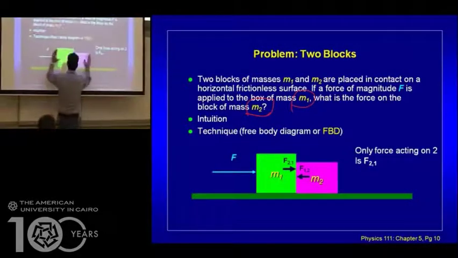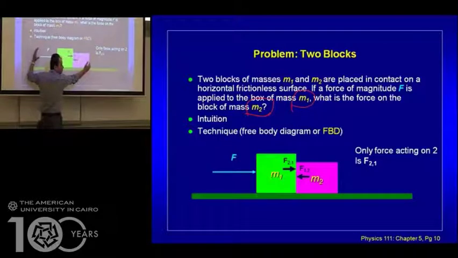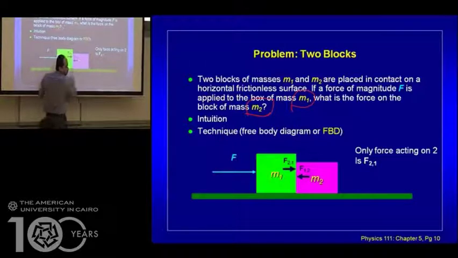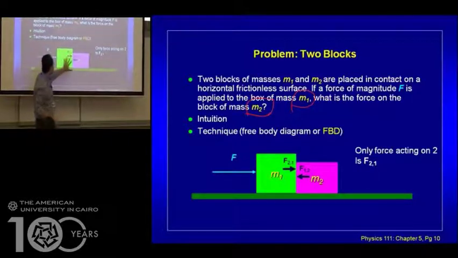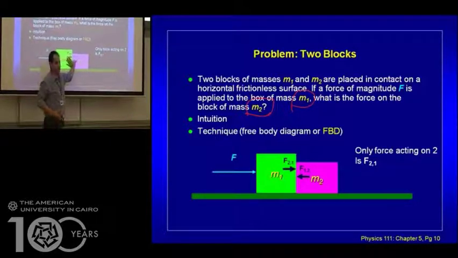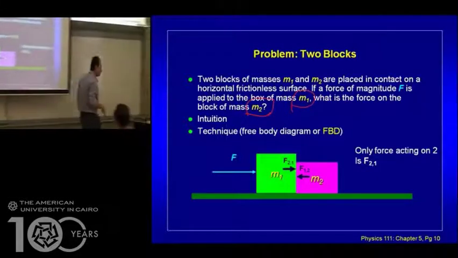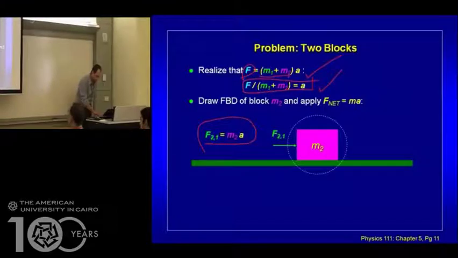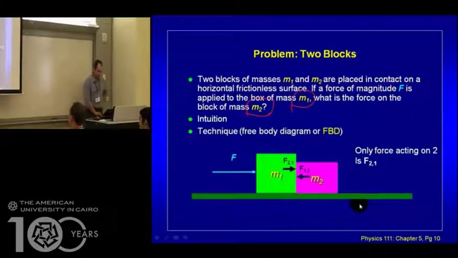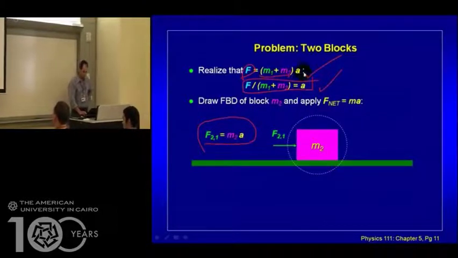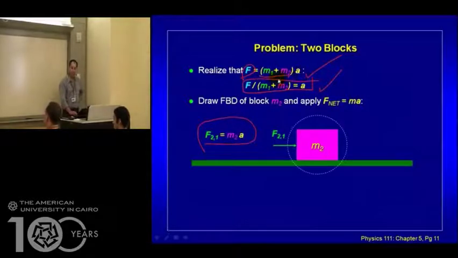If you add all the forces on the two objects, the internal forces cancel out. So it's only F acting on the two objects. F equals mass times acceleration, M1 plus M2 times acceleration. And from that, we can find the acceleration. Acceleration will equal F divided by M1 plus M2. So we know the acceleration.